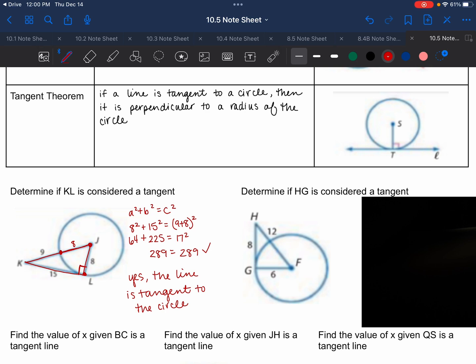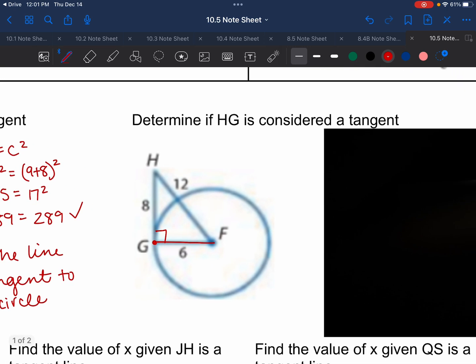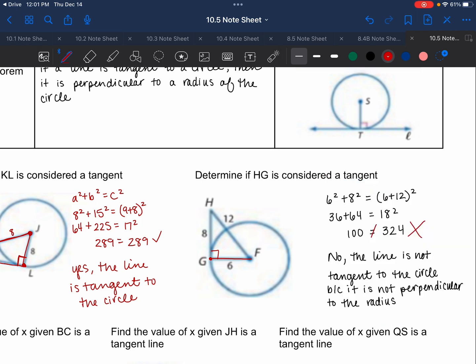All right, let's go through it. So we're checking to see if HG is perpendicular to the radius GF. So we're going to use the Pythagorean theorem. For our hypotenuse, this radius that we don't know is also 6. So our hypotenuse is 6 plus 12. And in the end, we get that the Pythagorean theorem does not hold. These are not equal. So then that means this is not a right angle. So no, the line is not tangent to the circle because it's not perpendicular to that radius.